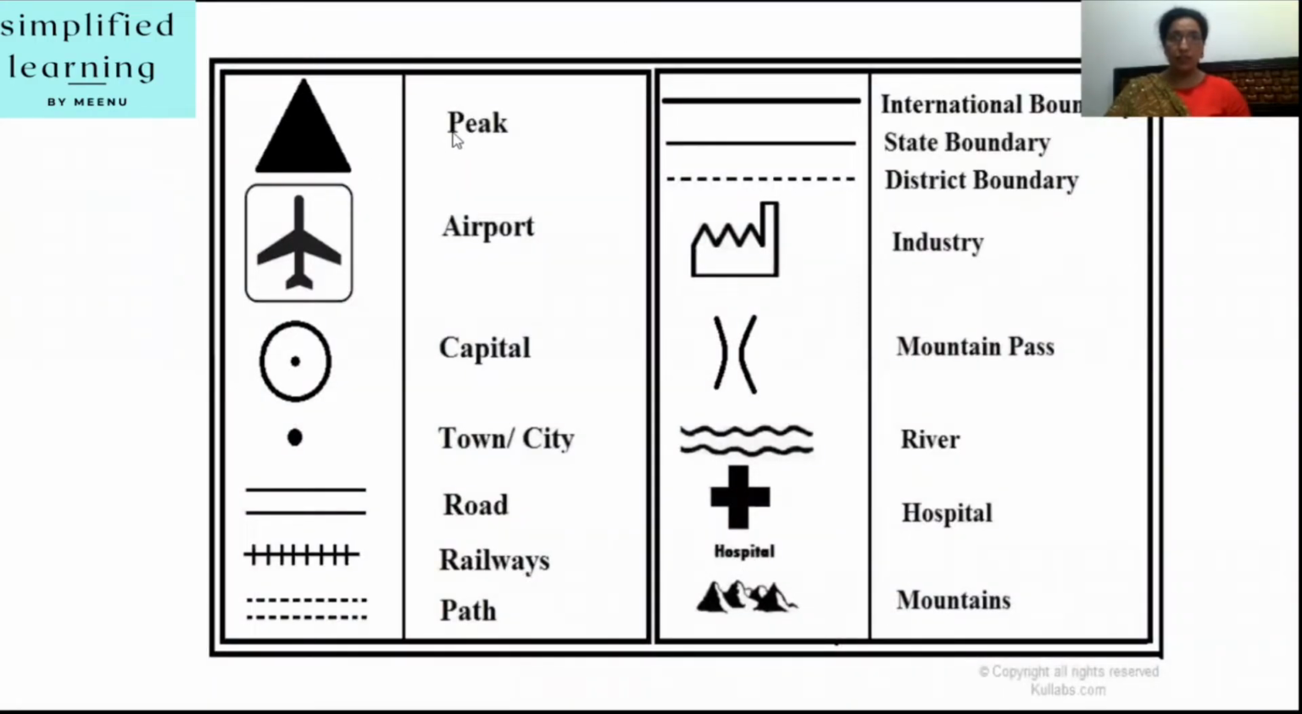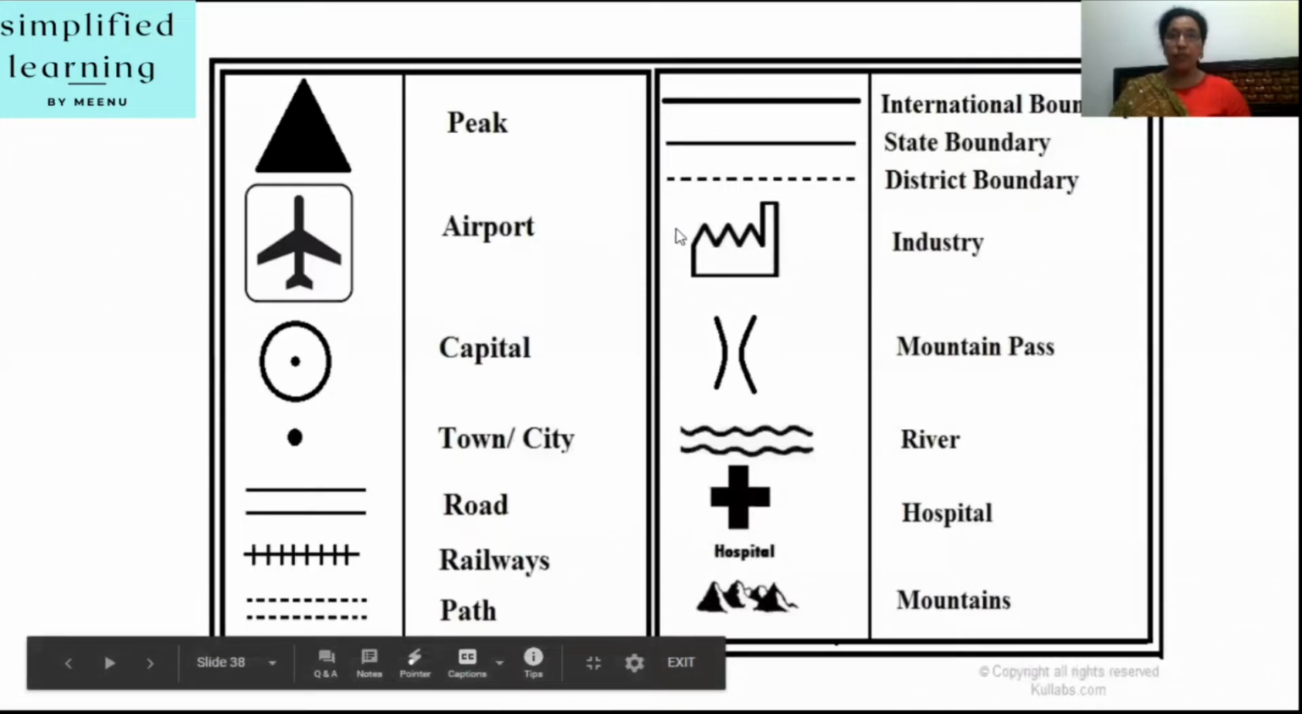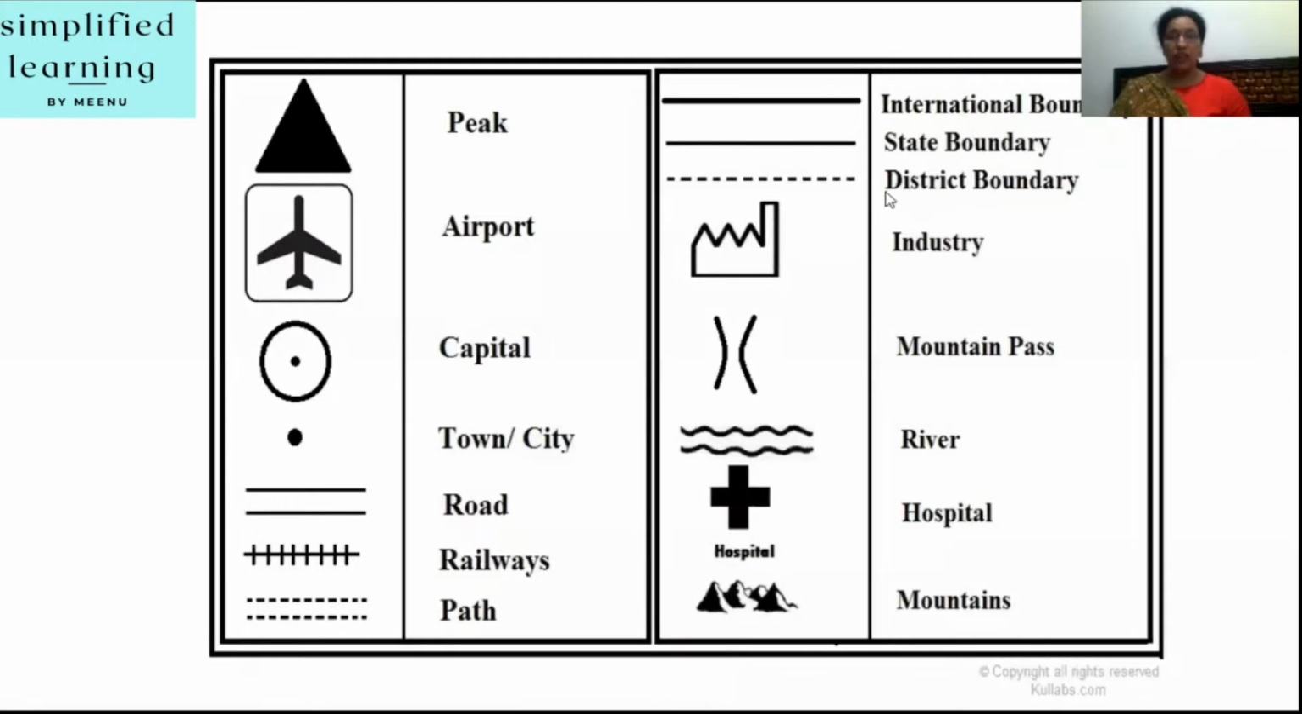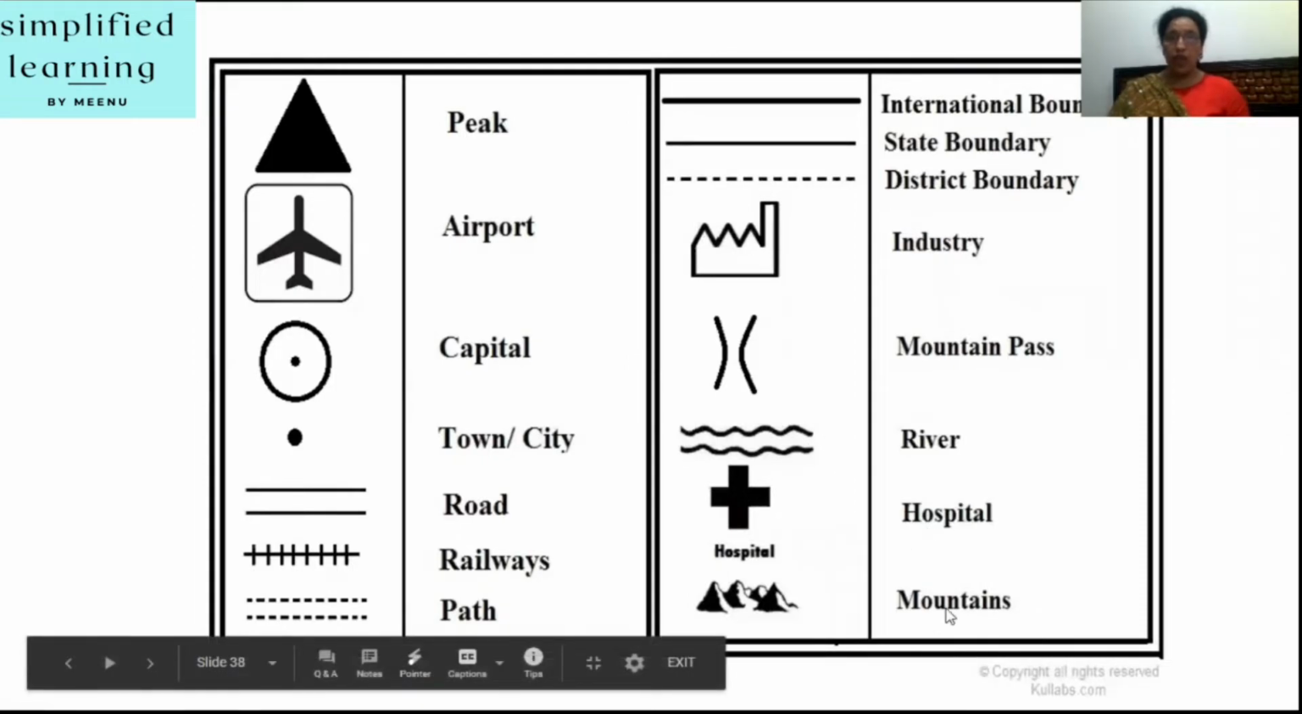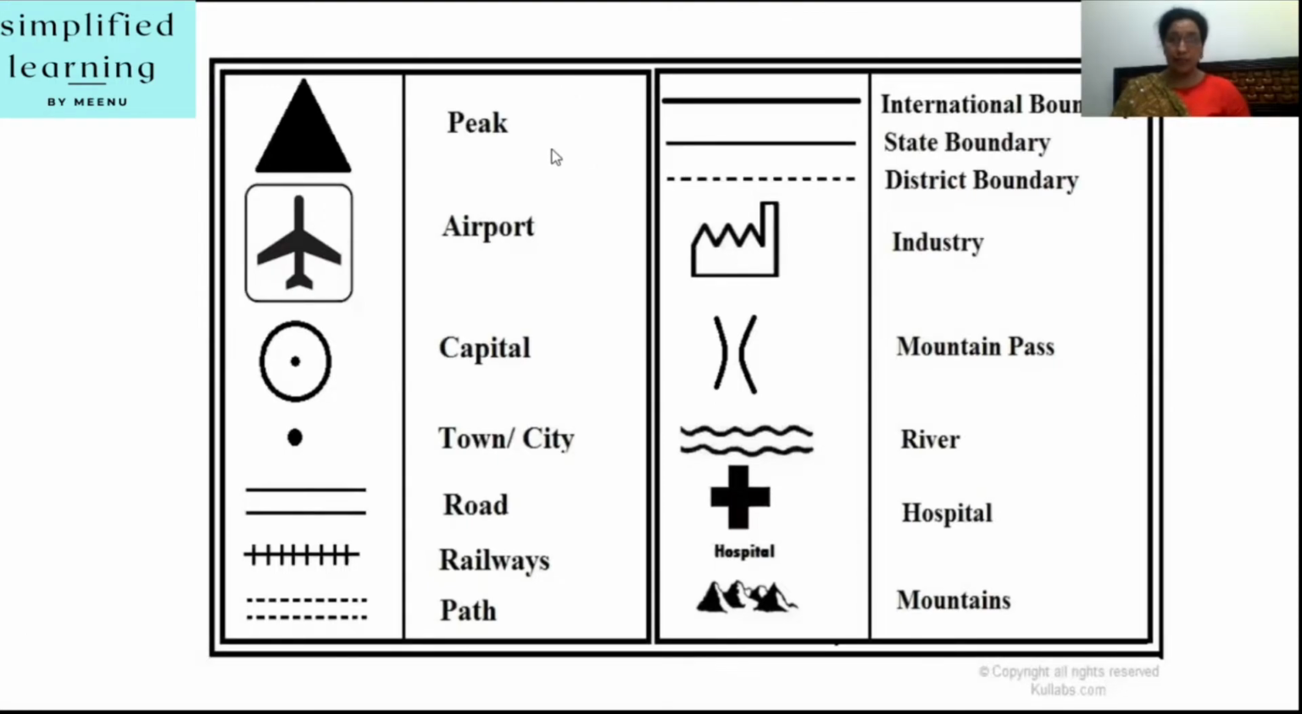You can see this triangle. So it is a peak, a mountain peak. Then the symbol of an aeroplane for the airport. Then this is for capital. Then town and city, black dot. Roads, 2 black parallel lines. Railways, path. Then international boundary, a thick black line. State boundary is a little thinner. Then district boundary, a dotted line. Then industry. Then mountain pass, river, hospital, and mountains. So these are the conventional signs and symbols which are always universal and universally accepted by all.